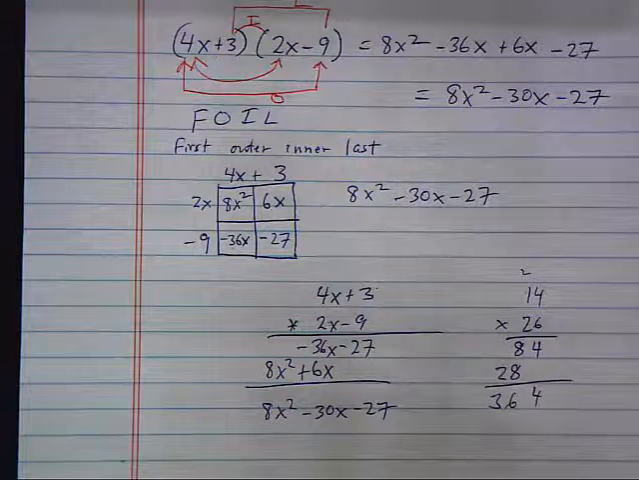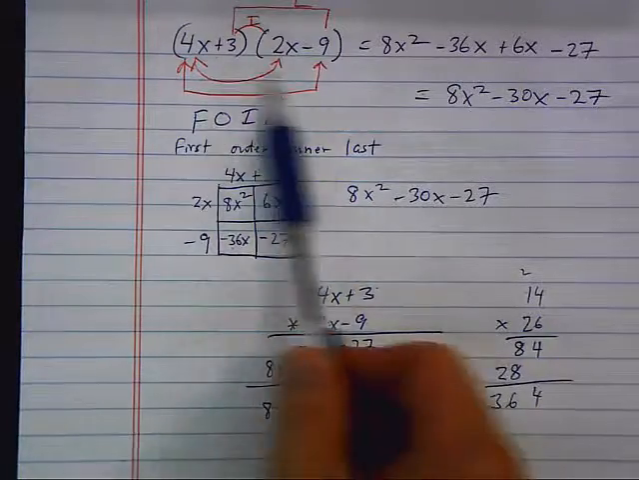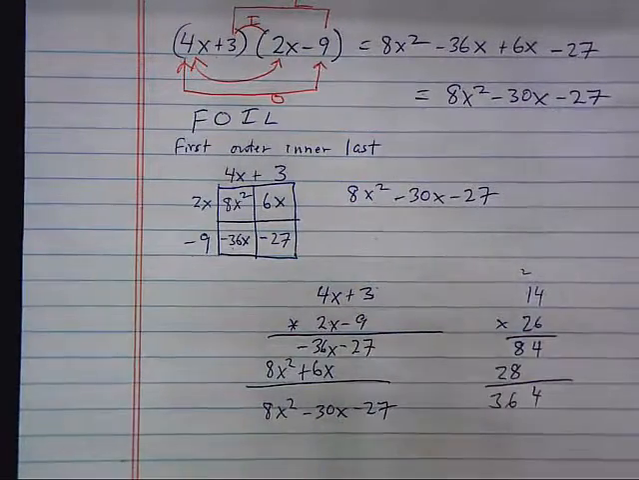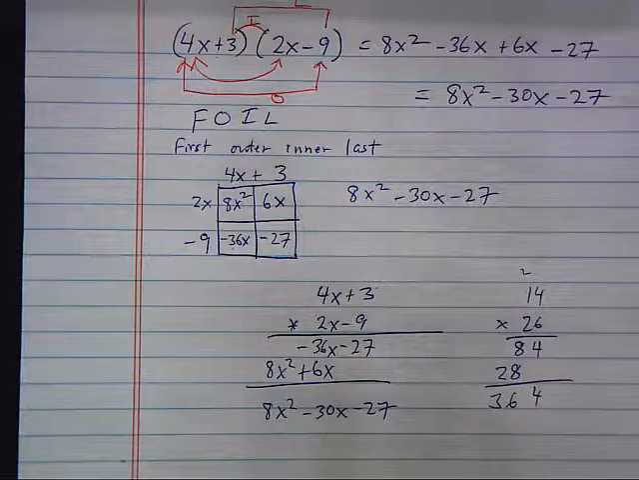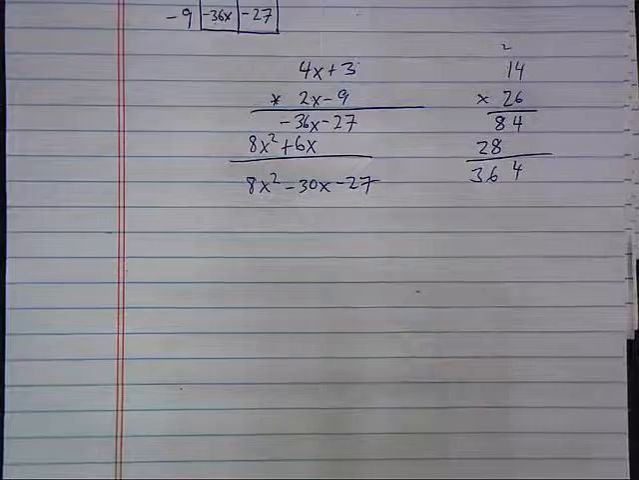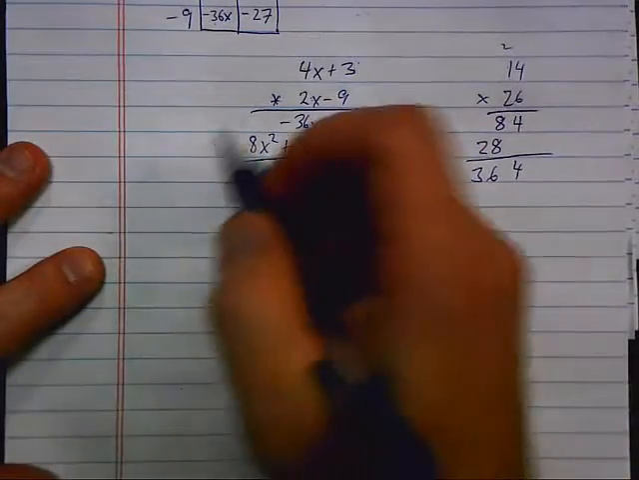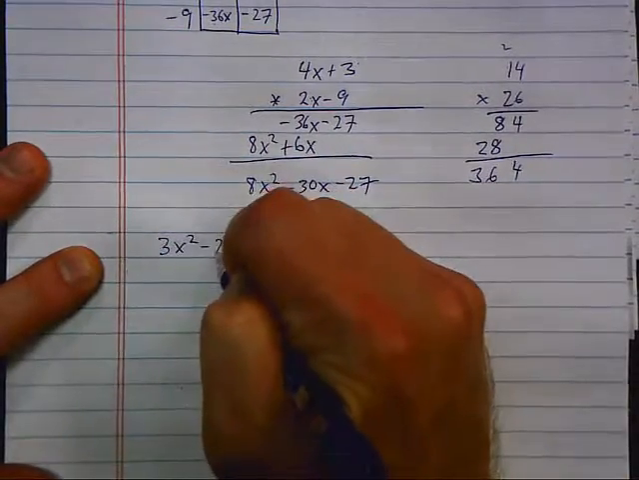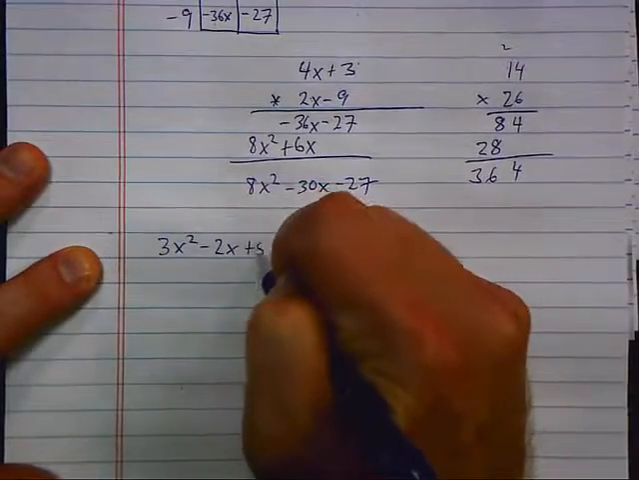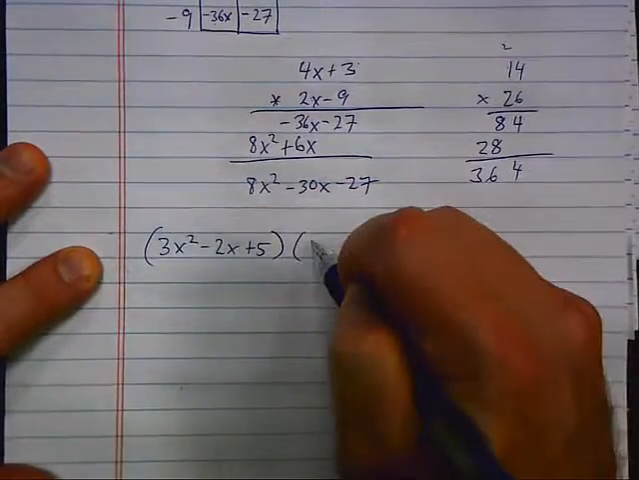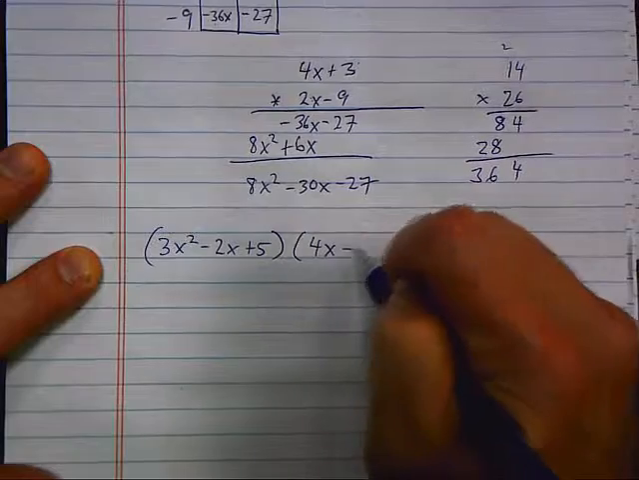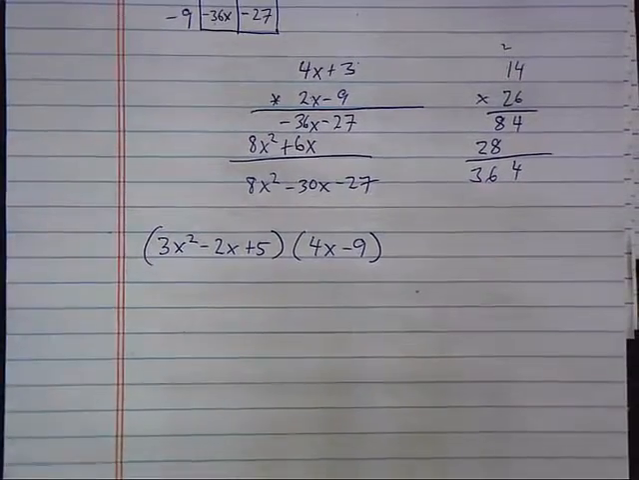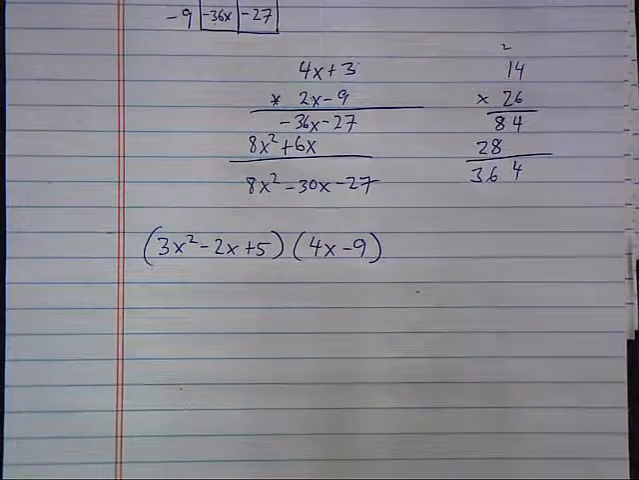Do I care which way you do it? No, not at all. Personally, horizontally was the way I was taught, so horizontally is the way I almost always do it. Just the way I first learned. So if I was asked to take, say, 3x squared minus 2x plus 5 and multiply by 4x minus 9, personally I would do it horizontally.